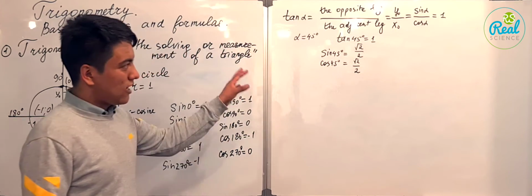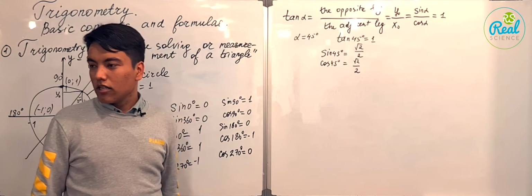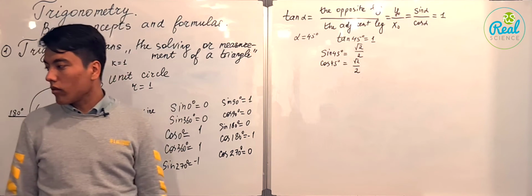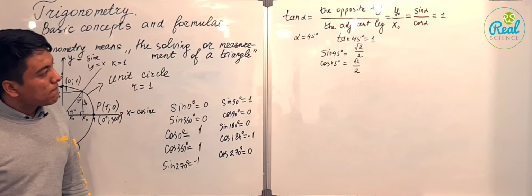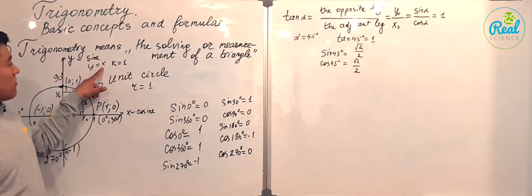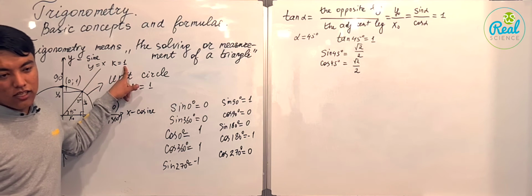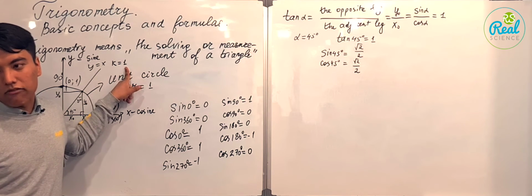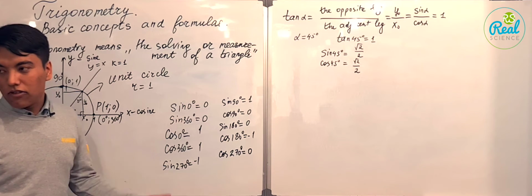So, did you understand how to define tangent? Why is tangent, sine alpha over cosine alpha, equal to 1? What is the coefficient of this line? 1. And k is the slope of the linear function. Slope is tangent alpha. Tan alpha in this case is 1.